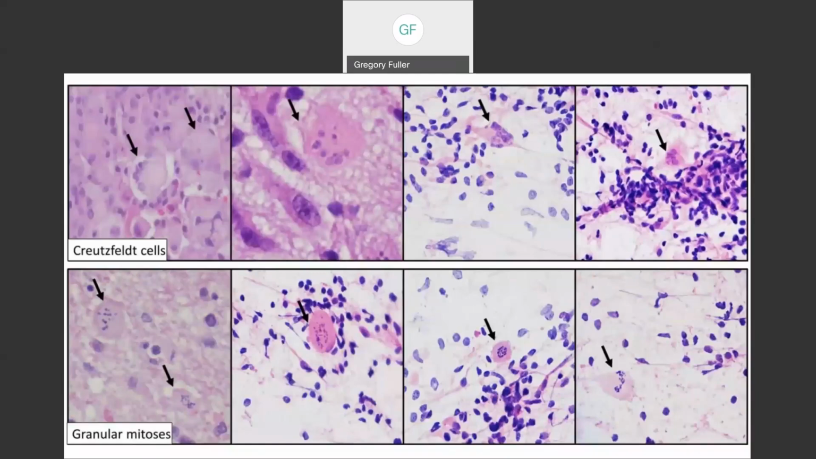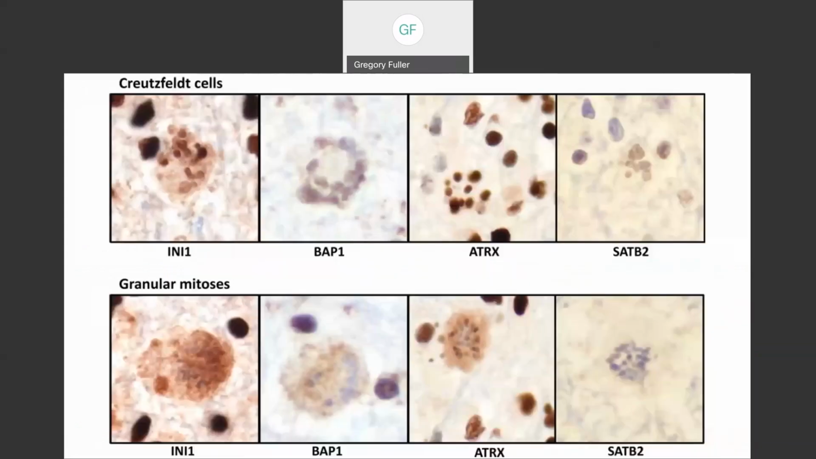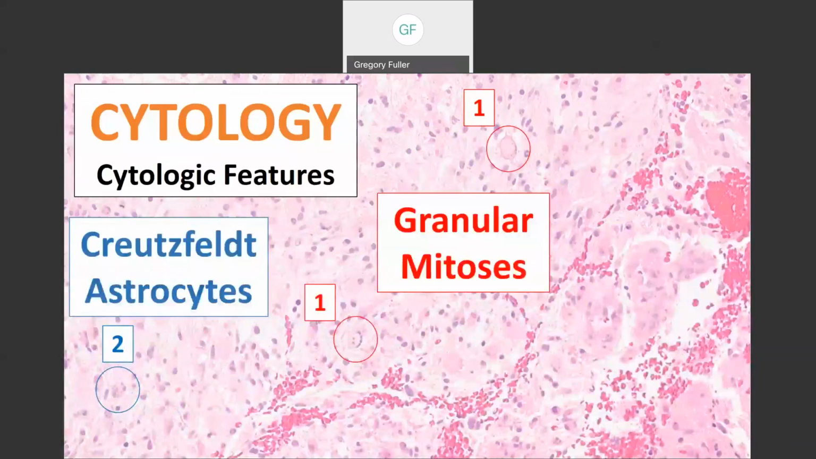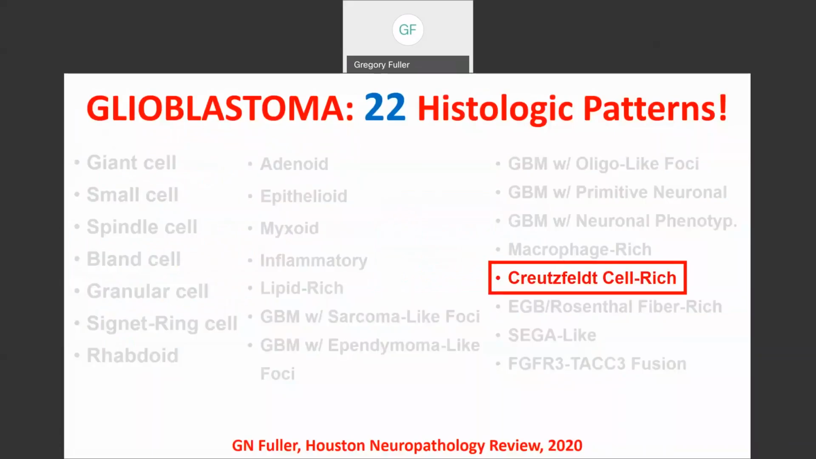All right, and here are the figures. See, Creutzfeldt astrocytes across the top on the smear preparation, granular mitoses across the bottom. And you can identify the smear. I'm not going to go through this, but here's what spots it up, looking at some of the tumor markers, etc. Isn't that just beautiful? Yes. Okay, granular mitoses, Creutzfeldt astrocytes. Was it on the list? What do you think? Yes, of course it was on the list. But you can memorize a list, and until you have a case, it can still take you down, which is why we do this conference.